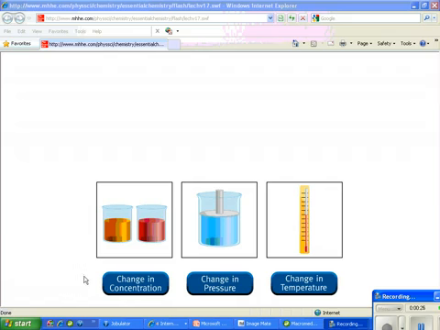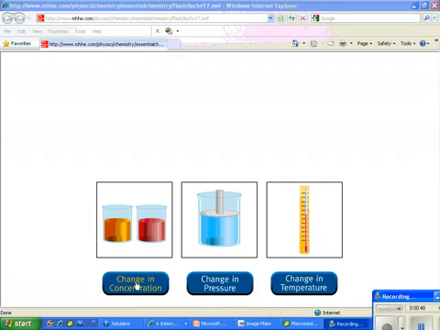So what we're doing is we're talking about changes in concentration and how those affect equilibria. Then we're going to do changes in pressure, and we'll use a different reaction to show you how that works, and then a third reaction to show you how changes in temperature affect equilibria.